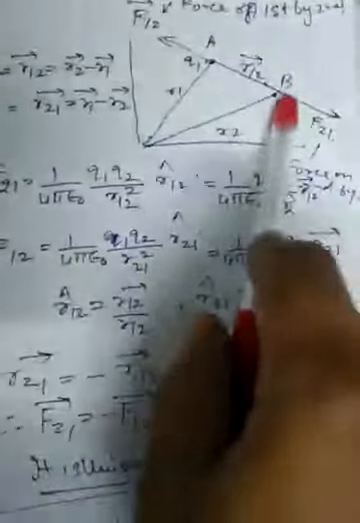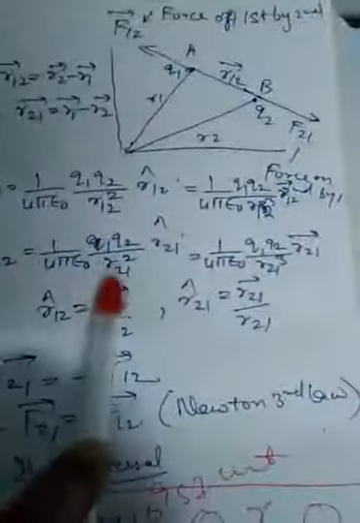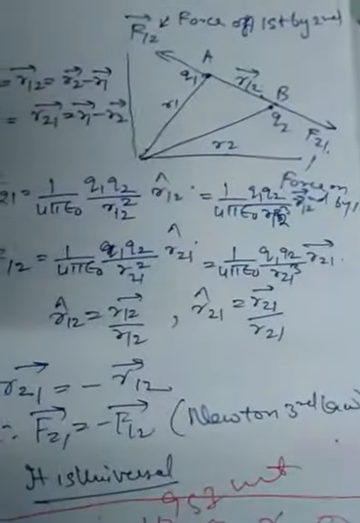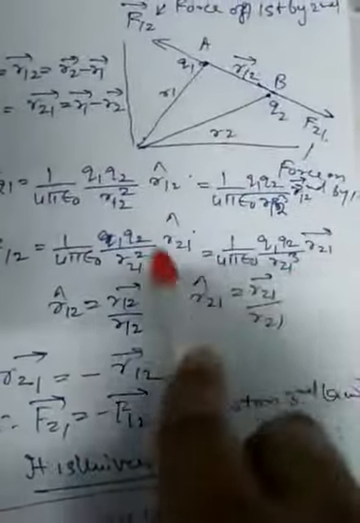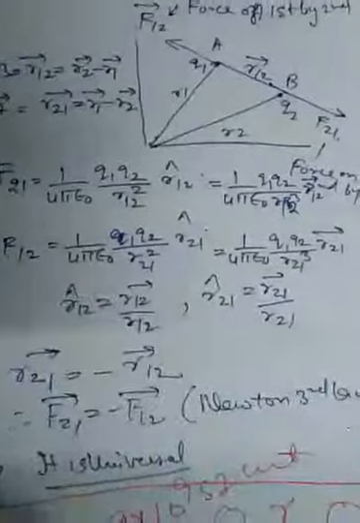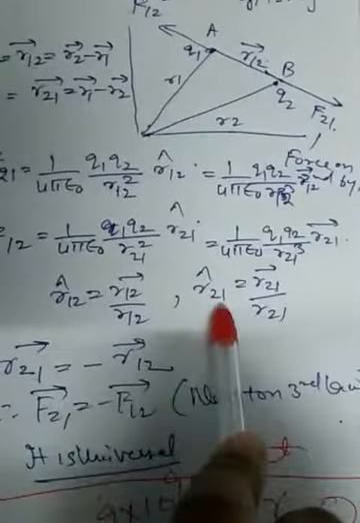Now the force will be equal to K q1 q2 upon R21 whole square, because it is the force on 1 due to 2. So that will be taken as R21. R21 whole square will be taken, and then the unit vector is taken, and then we have made the value of the force calculated. Again, the unit vector R21 is equal to R21 vector upon R21.